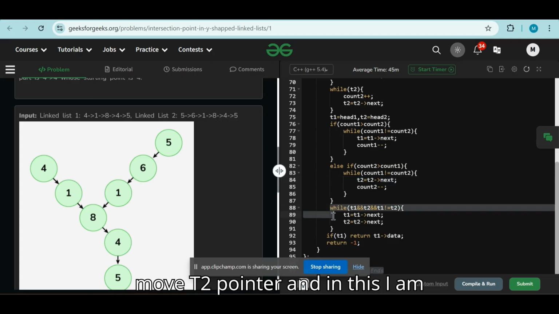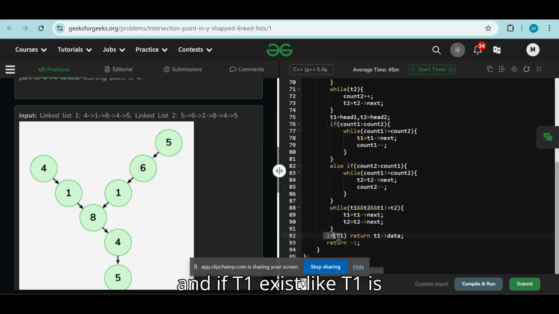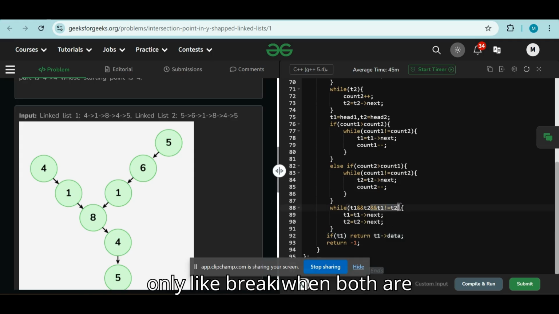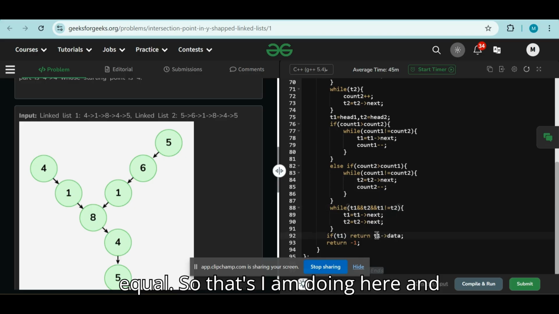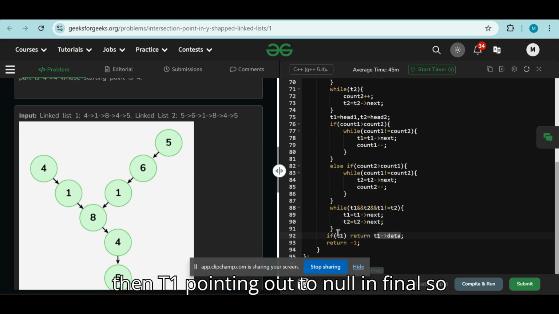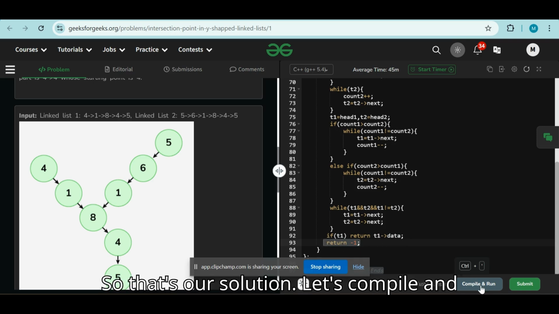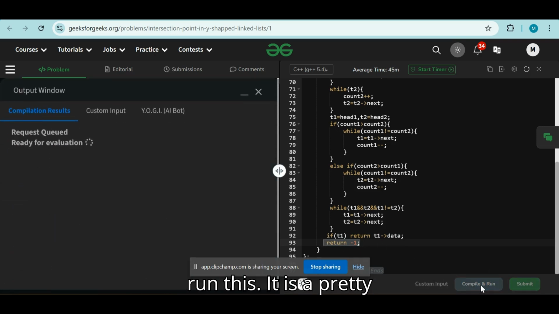And in this I am trying to find out the common point. If t1 exists, like t1 is not null, then we return the t1 data, because this loop only breaks when both are equal. And if there is no equal value, then t1 is pointing to null in the end. In that case I am returning -1. So that's our solution. Let's compile and run this.